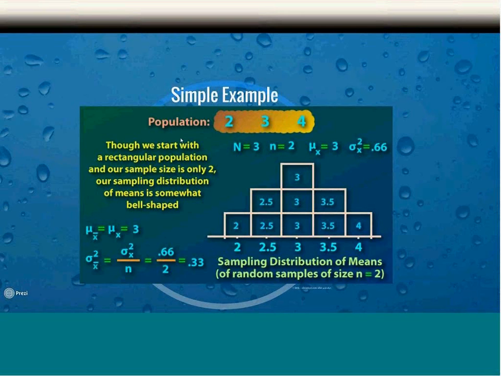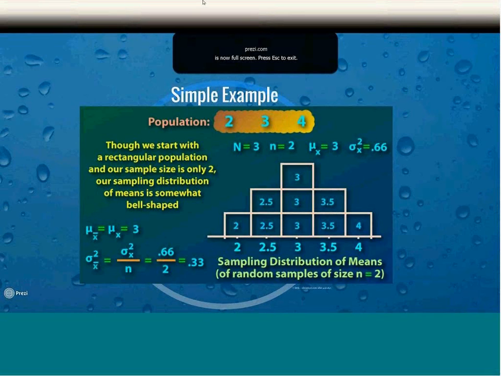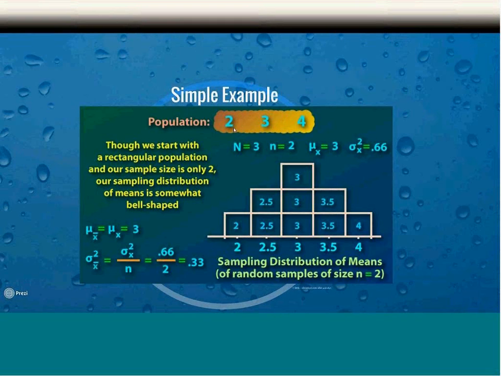But if you take a sample of 2, for example, choose randomly from 2, 3, 4, you choose 2 and 3. What is the mean? 2 plus 3, 5. 5 divided by 2. Why not divide by 3? I think you already understand that. 2 plus 3, 5 divided by 2, that will give you 2.5. 2.5 twice.